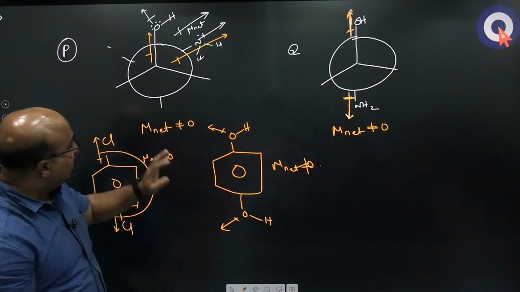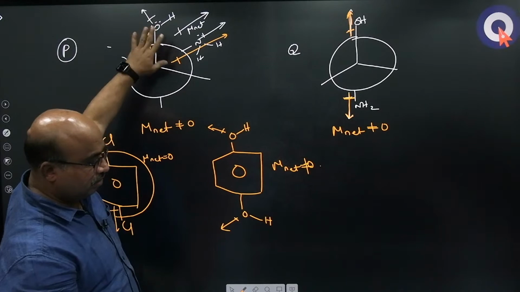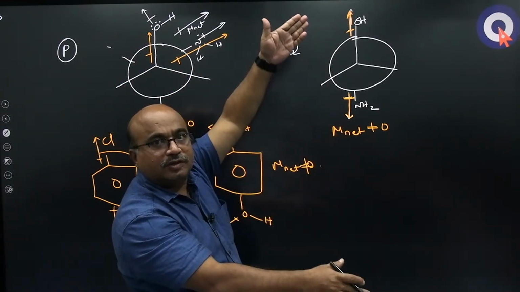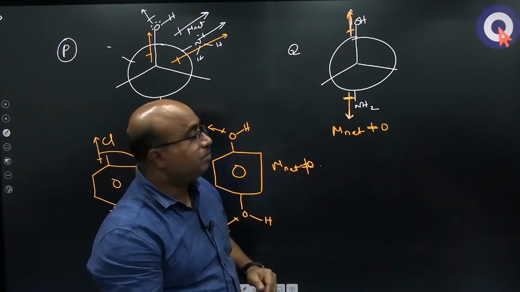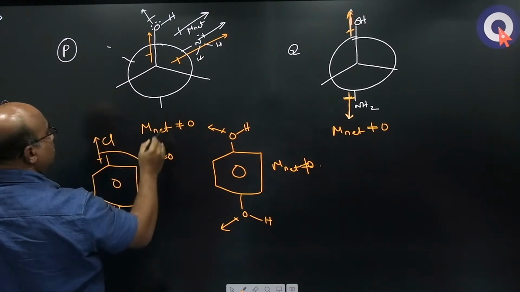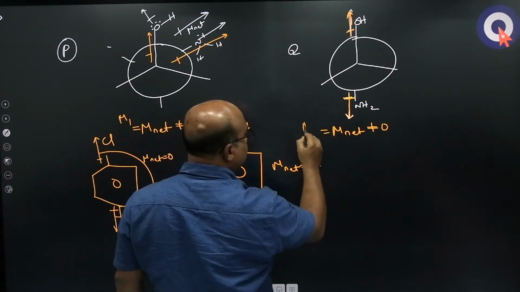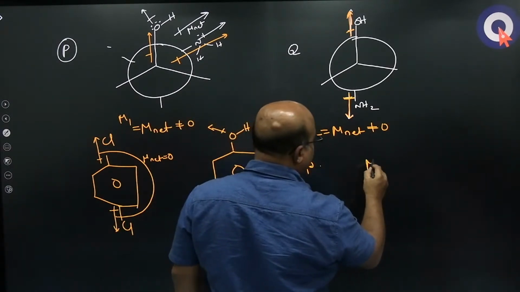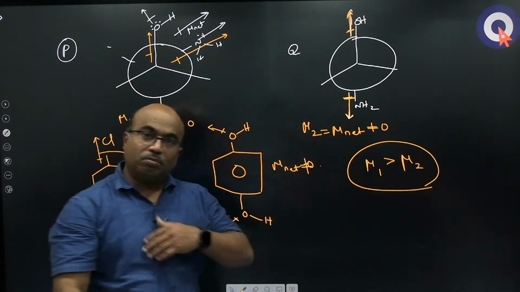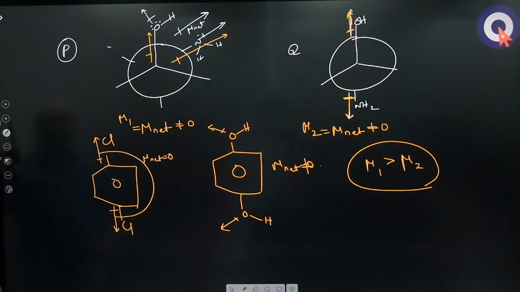So what we say here, the net dipole moment acts in the upwards direction. But here the net dipole moments are acting in opposite directions, in an anti-conformation. So the net dipole moment of P will be greater. If you say this as mu1 and this as mu2, we say mu1 is greater than mu2, or P has more dipole moment than Q. So what we see, these options now.